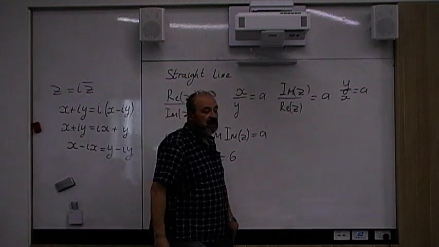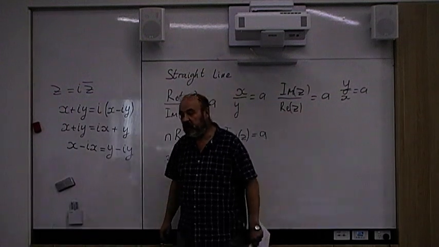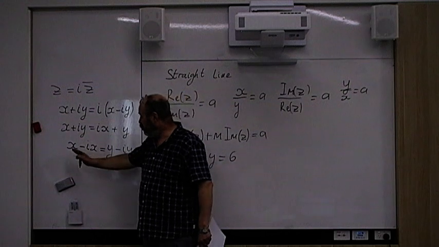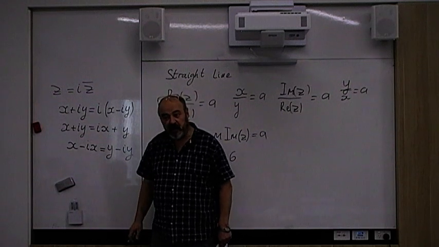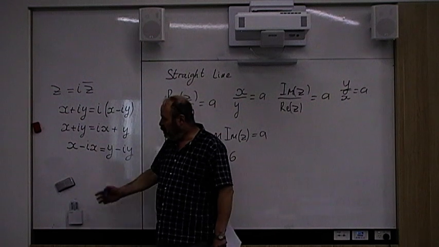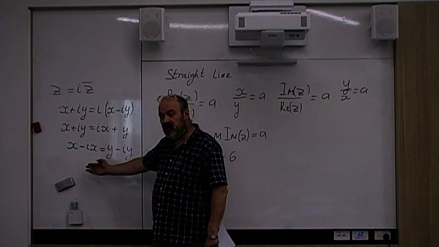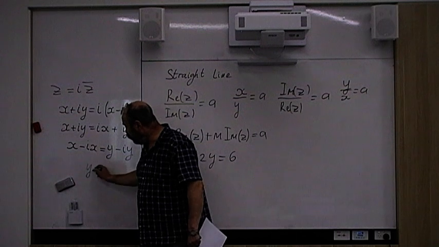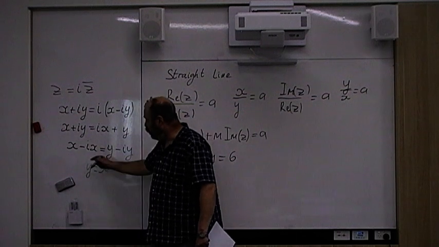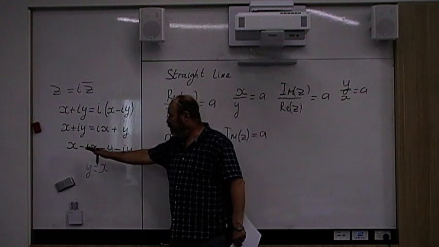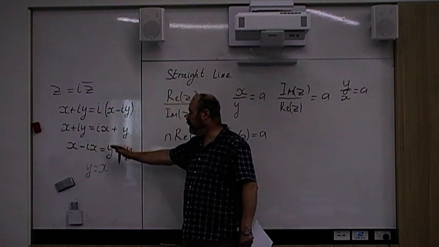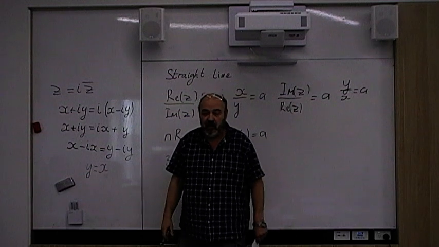When two complex numbers are equal, what does it mean? Their real parts are equal and their imaginary parts are equal. So this becomes a straight line, y equals x. When one complex number equals another, the real part equals the real part: x equals y, or y equals x.